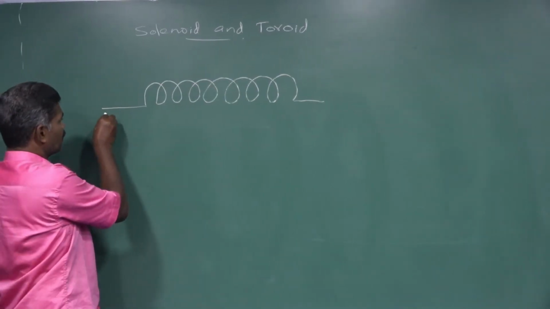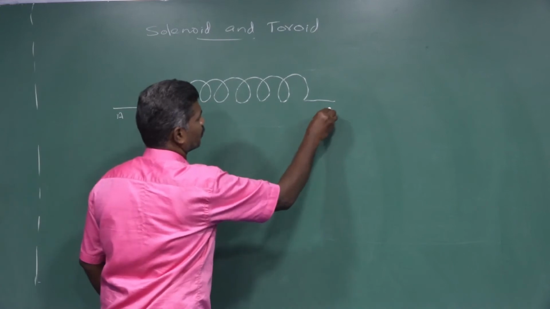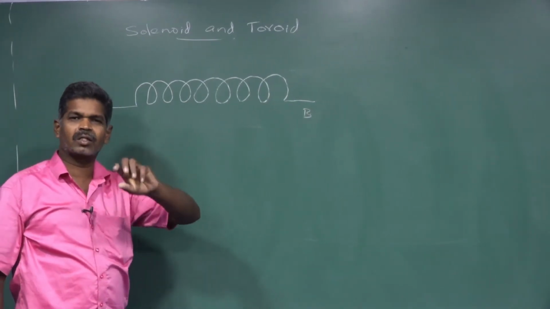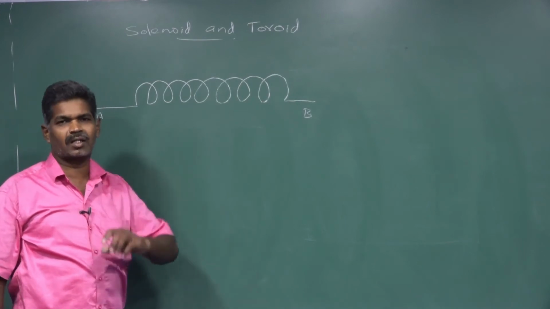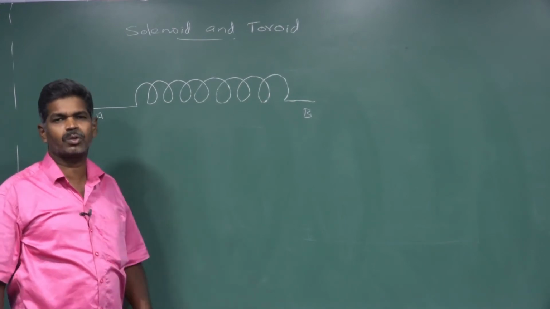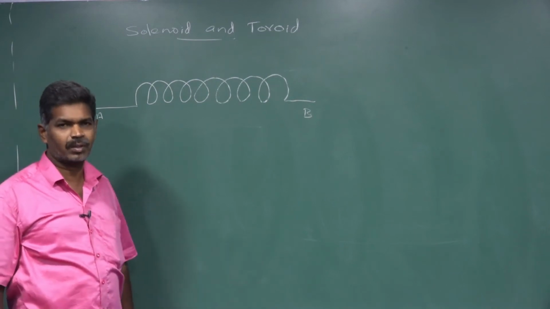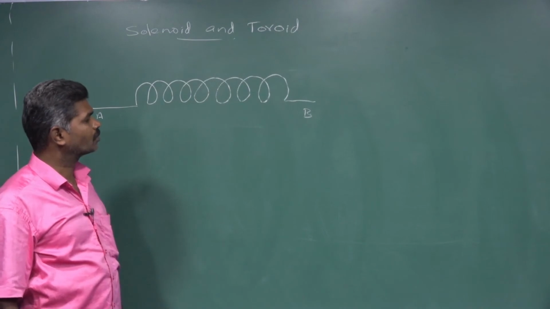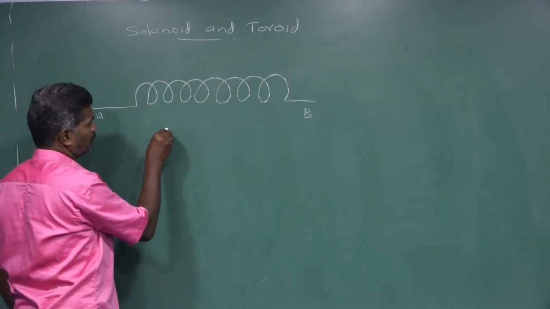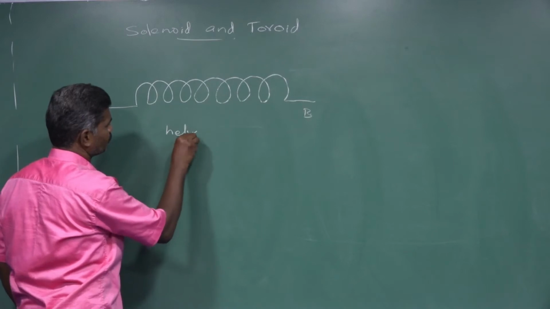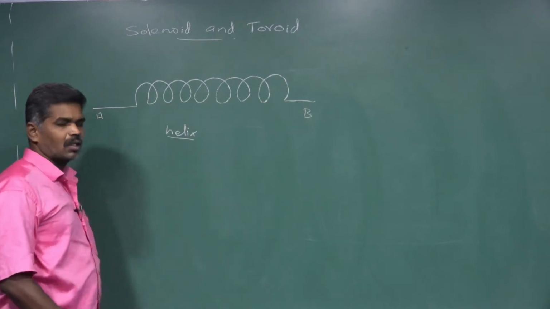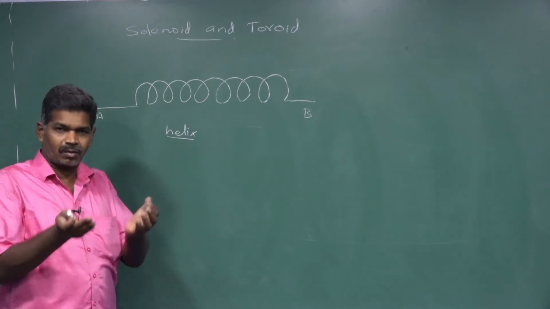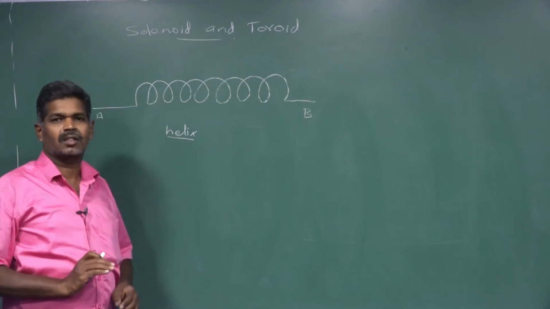We have an end A and an end B. Through this coil we are going to pass a current, and a magnetic field can be produced. The shape is a helical shape, called a helix. The solenoid is in a helical shape. That's why now we are going to define the solenoid.